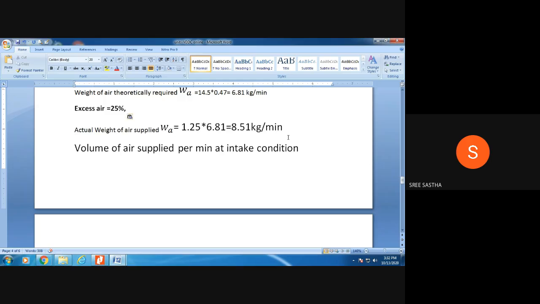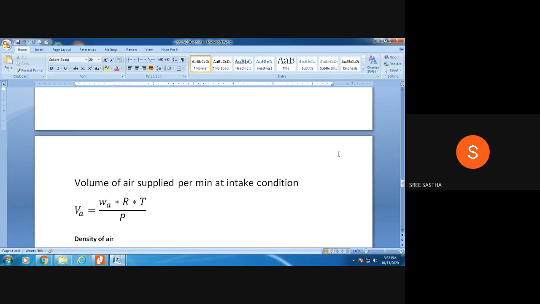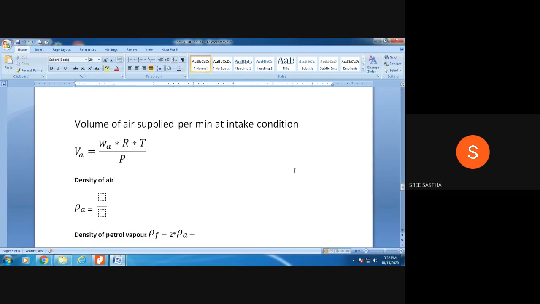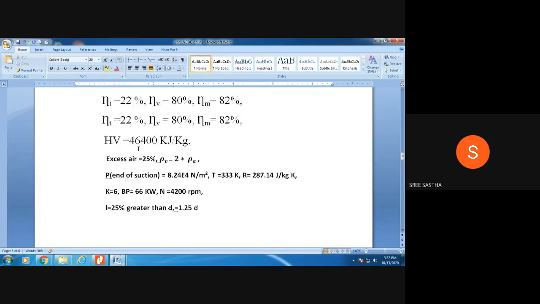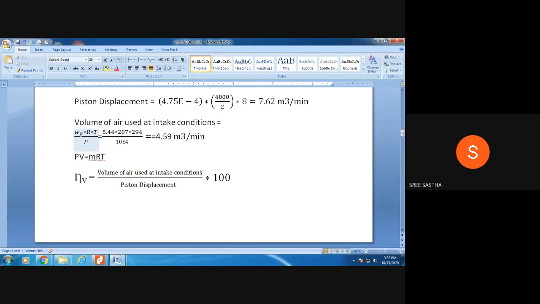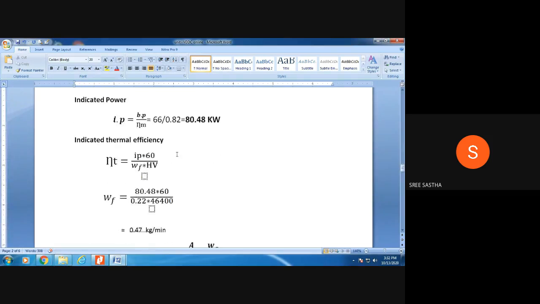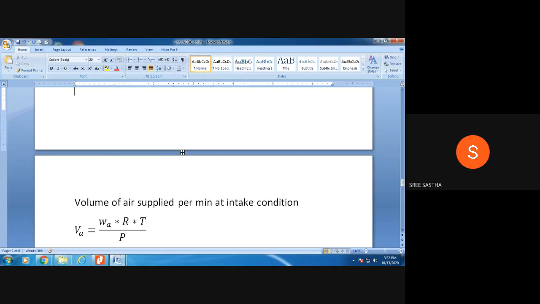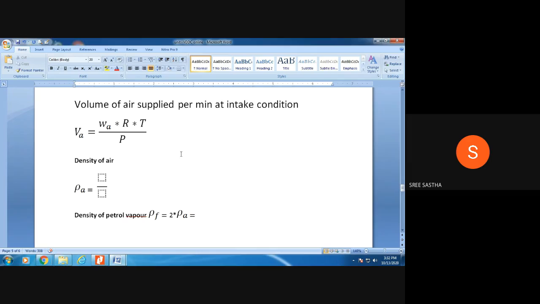I put excess air 25 earlier. Now what I am going to do is find the volume of air supplied per minute at intake condition. This is the same formula we used previously for finding volume. PV is equal to MRT. Volume of air I am going to find. Then I will be finding volume of fuel also. So I will be substituting now.